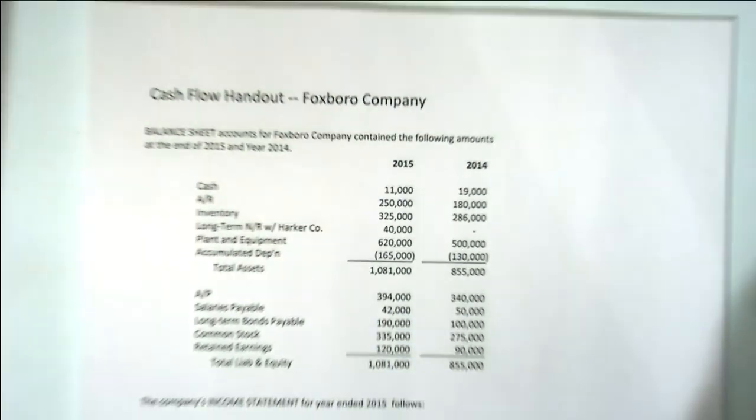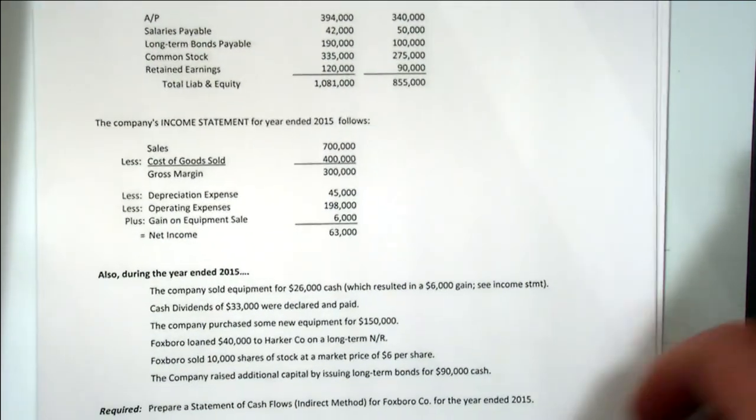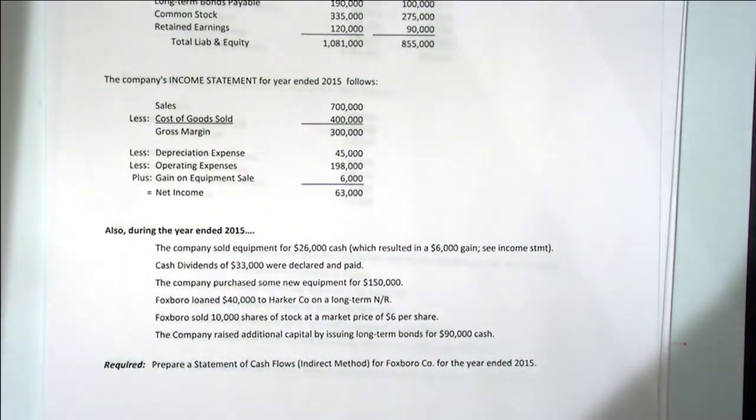And then the other one I'm going to give you, I hope I brought it, yes, don't worry, I have it. Whew, thought I'd forgot it. The other one I'm going to give you is called Foxborough. Now, sometimes this one freaks people out because there are six other items that you need to classify and put into the cash flow statement.